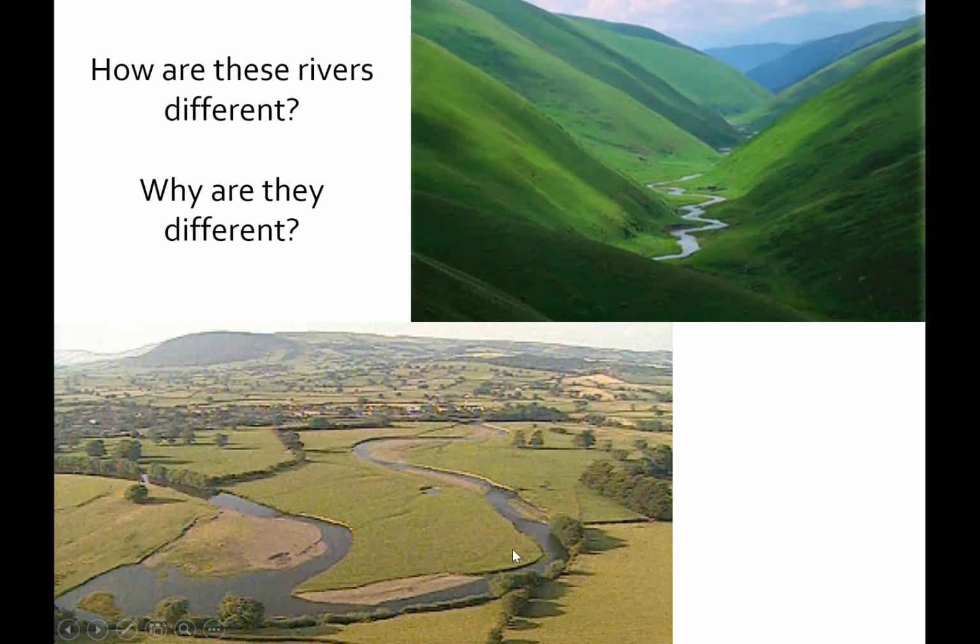And the reasons why they are different is because they're in different parts of the river. So this one is up near the source, it's up near its start, whereas this one is down near its end, near its mouth. And they look so different because of the different processes. Erosion, transportation, deposition occur in different amounts in different places, therefore the river looks different.